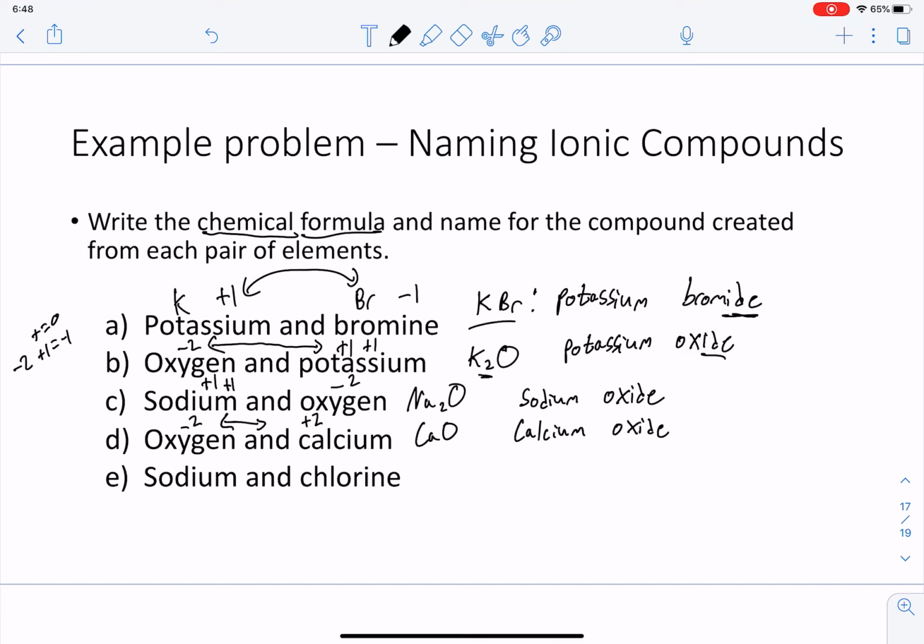And then our last one, E, we have sodium +1. Chlorine is -1. These cancel out again. So we're left with NaCl, sodium chloride. This is also known, by its common name, as table salt.